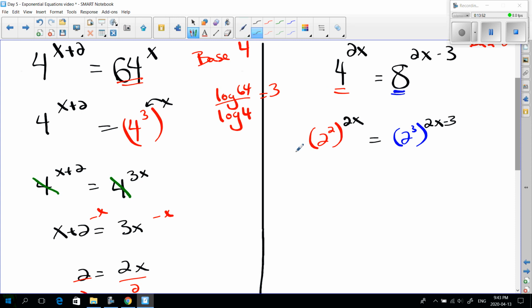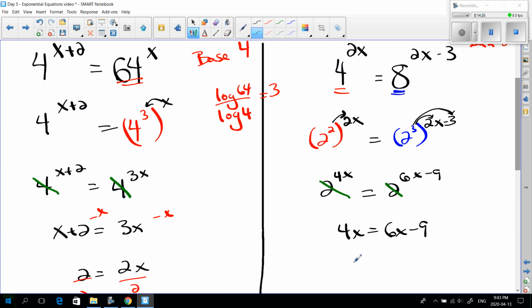All right. Move on to your exponent laws. This would become 2 to the power of 4x. When you raise a power to a power, multiply the exponents together. I'm going to do the same on this side. Just remember that you're multiplying the 3 by the 2x and the 3 by the negative 3. So this actually becomes 2 to the power of 6x minus 9. Drop the base. 4x equals 6x minus 9.